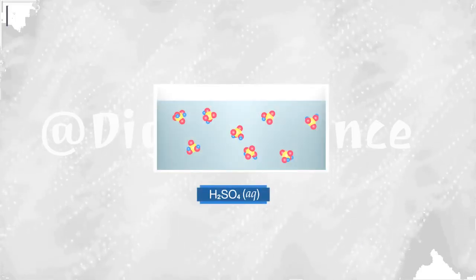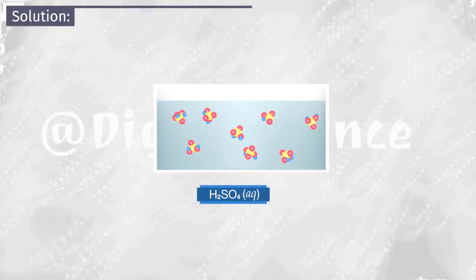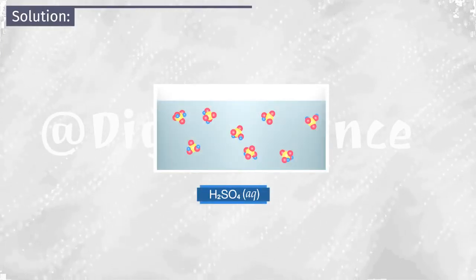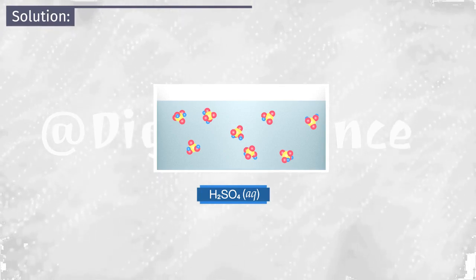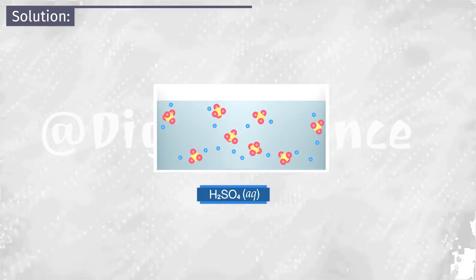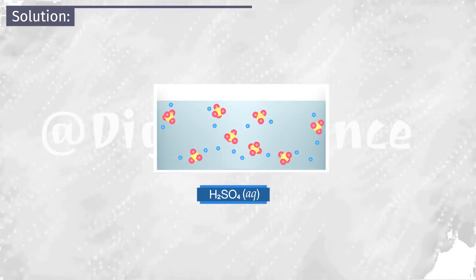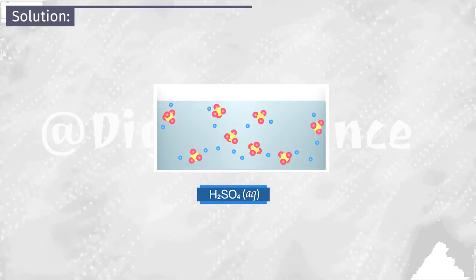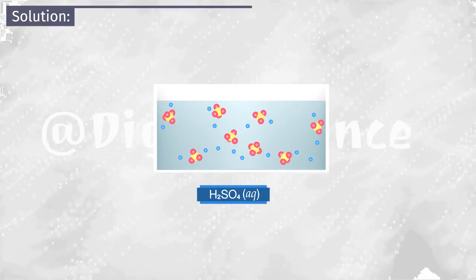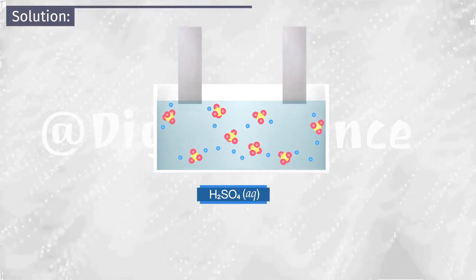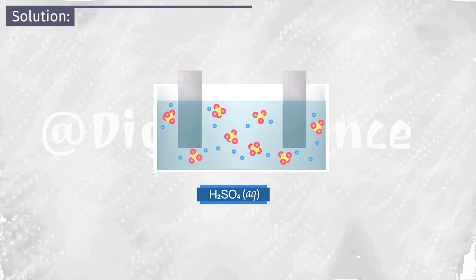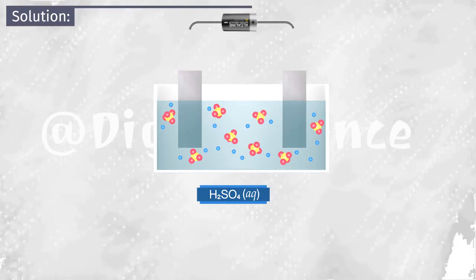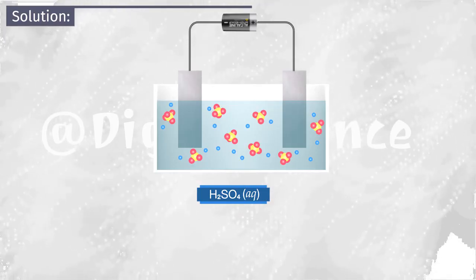Okay, here is a vessel containing sulfuric acid. It seems like this is a strong acid. In water, most of the H2SO4 molecules dissociate into H+ ions and sulfate ions. Two electrode units are dipped into it. Both electrodes are connected to a DC voltage source.